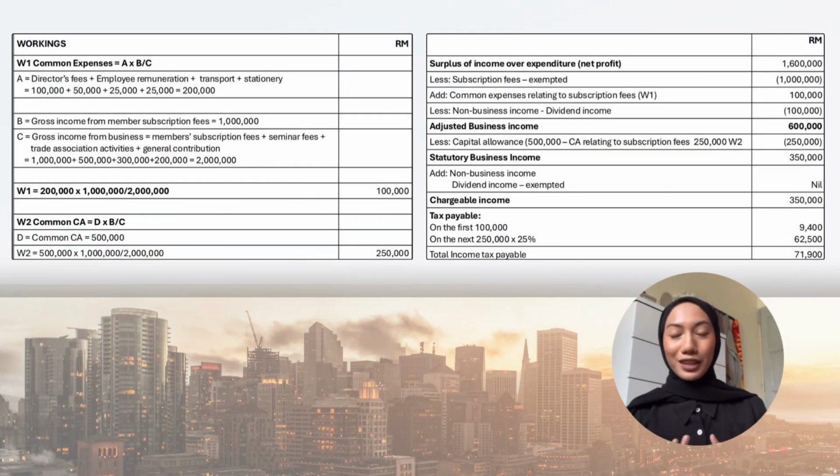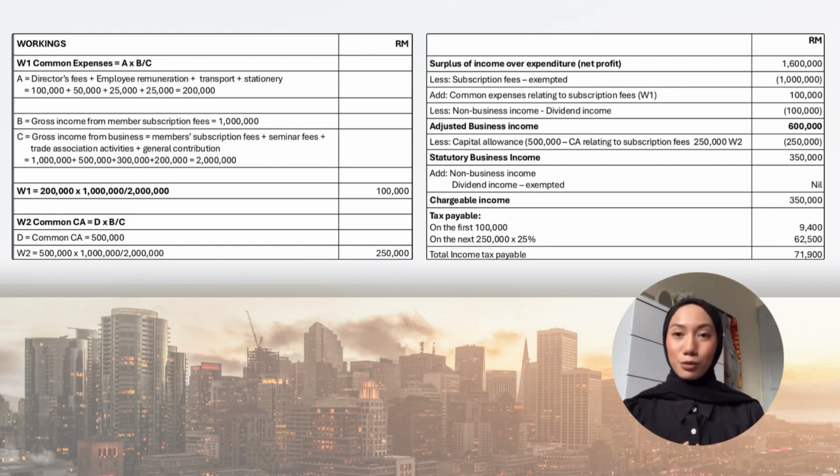So now let's go through the tax computation. In working one above, we calculate the common expenses, that is directors' fees, employee remuneration, transport, and also stationery, totaling 200,000 ringgit. And now we allocate this based on income from subscription fees over total gross income, giving us 100,000 ringgit. And next in working 2, we apply the same ratio to allocate the capital allowance of 500,000 ringgit, and this will result in 250,000 ringgit as common capital allowance.